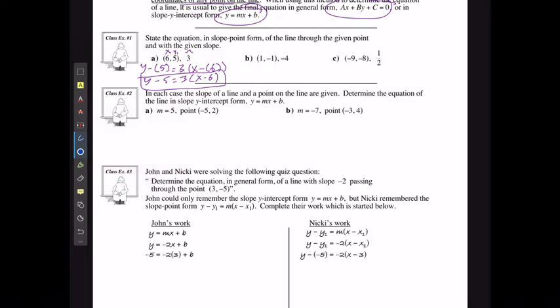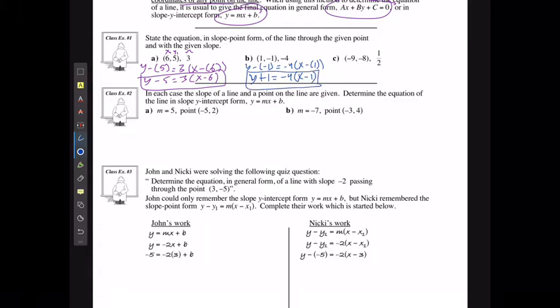If I look at the second one, I'm going to say that I have y minus, in this case negative 1, is equal to negative 4 bracket x minus 1. When I get rid of the brackets, that y minus negative 1 is going to become y plus 1 is equal to negative 4 times x minus 1.